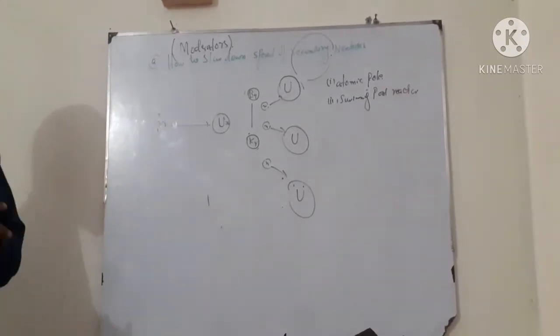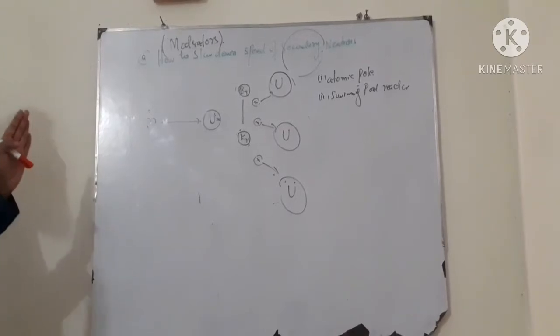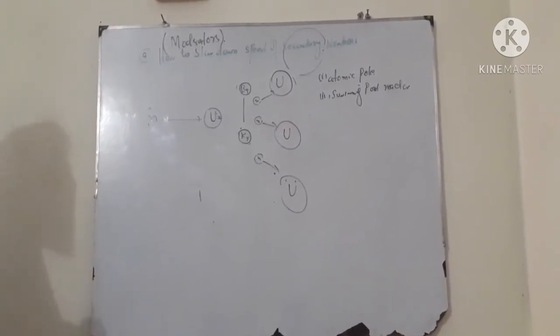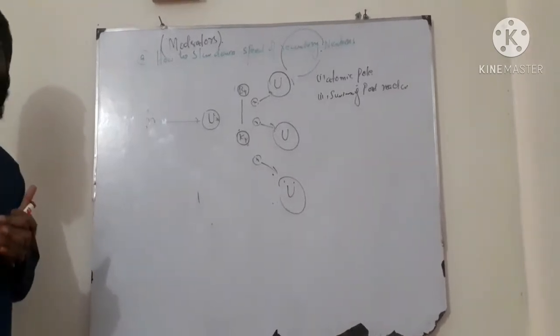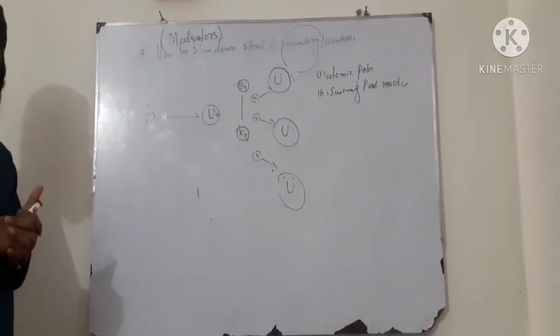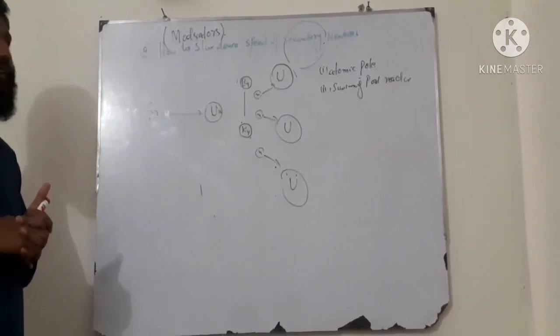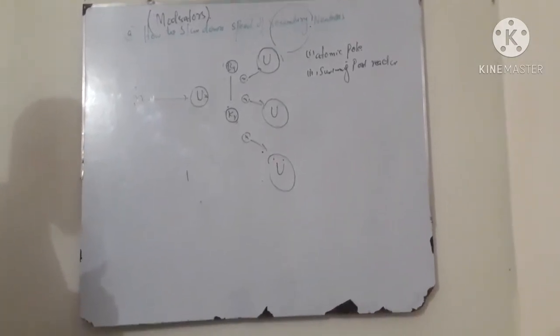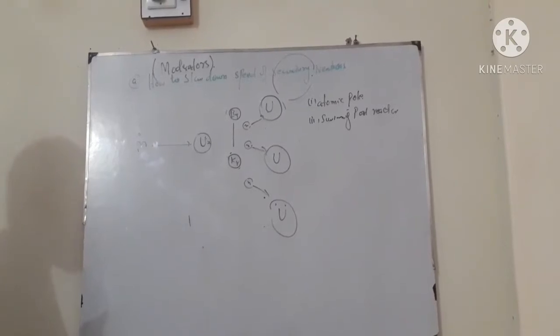But nuclear reactors should produce energy at a moderate, manageable amount. We can't afford an explosion in a nuclear reactor. We are just interested in getting energy that can be used for useful purposes. But where does the problem occur?